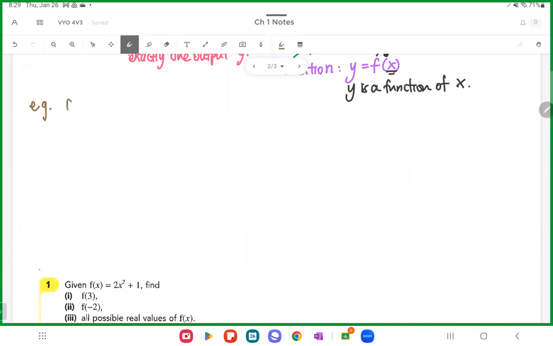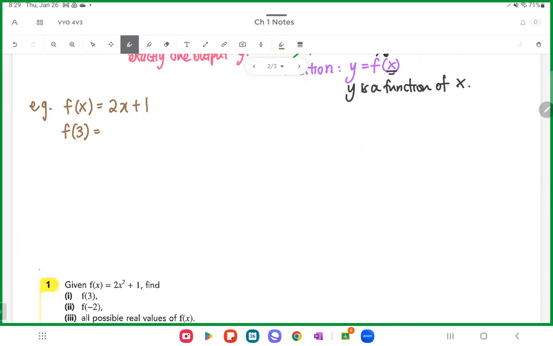So let's say, for example, in the past you are very used to seeing y equals 2x plus 1, correct? Now you will be seeing more of f(x) equals 2x plus 1. What does this mean? You can just treat f(x) as y. It means the same thing. So this f(x), function of x, is 2x plus 1. What happens when I put f(3)? Anybody can guess what will happen?